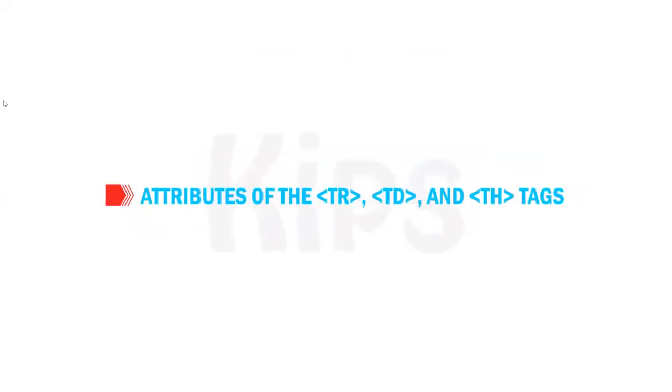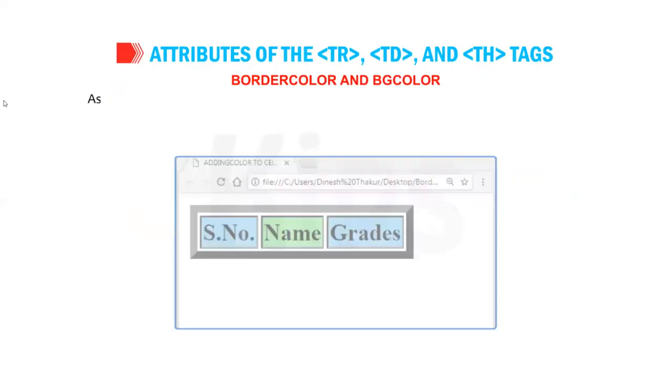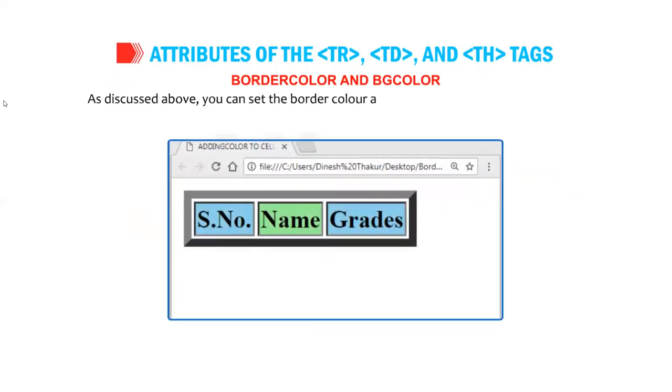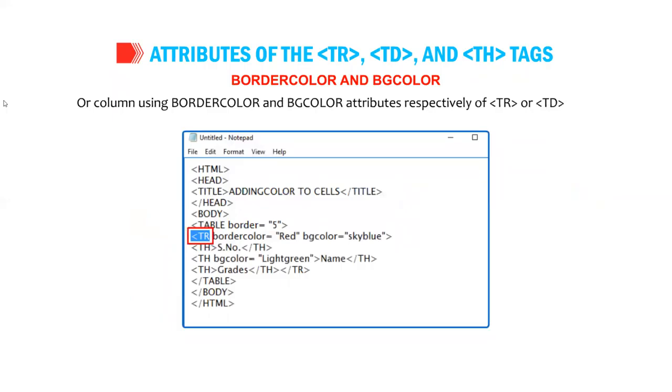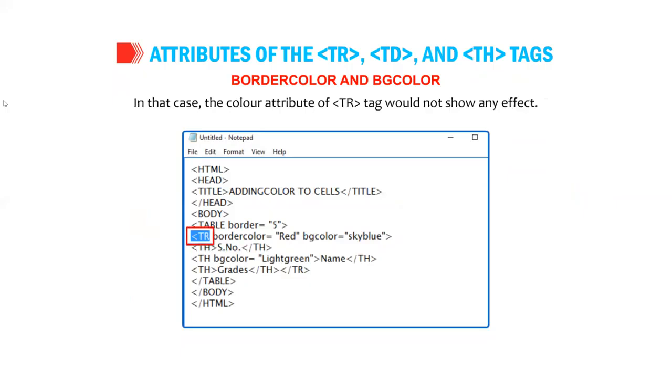Now let's discuss attributes of the TR, TD and TH tags. Border color and background color. As discussed above, you can set the border color and background color for the cells of any specific row or column using the bordercolor and bgcolor attributes respectively of TR or TD tags. You can even give different colors to all the cells of a particular row, either by specifying the name of different colors or a hexadecimal value. In that case, the color attribute of the TR tag would not show any effect.